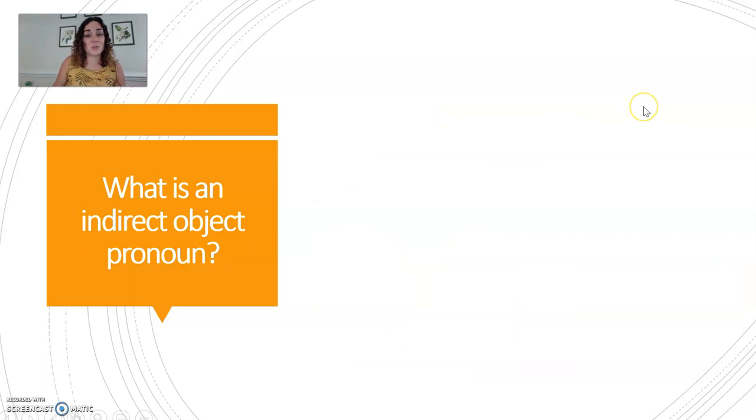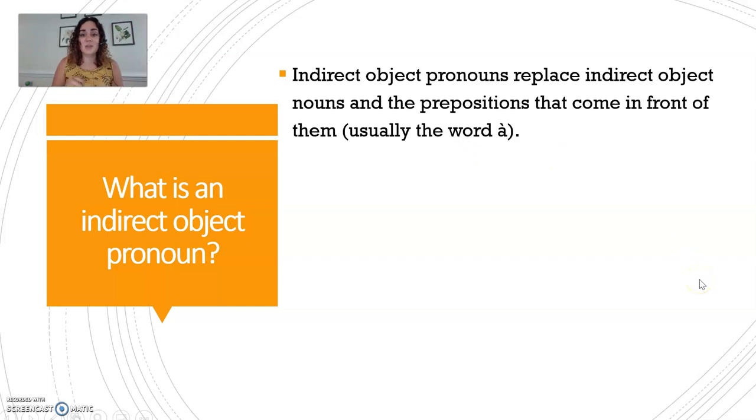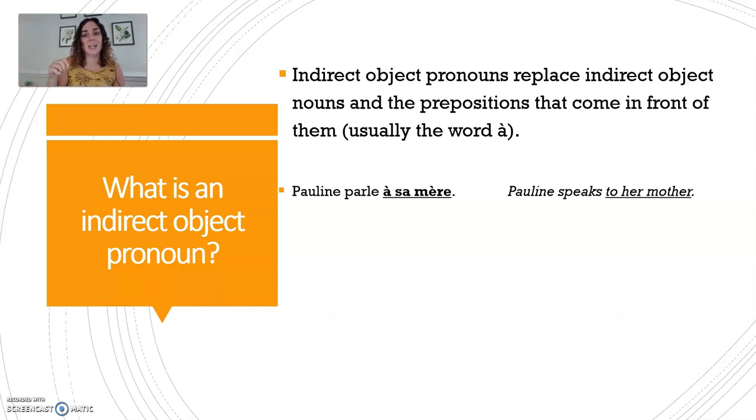An indirect object pronoun is a word that replaces that indirect object phrase and the à that came in front of it. So indirect object pronouns replace indirect object nouns and whatever preposition comes before it, like à or pour. So in the example from before, Pauline parle à sa mère. À sa mère has the indirect object and the preposition, and we're going to replace all of that with the word lui. Pauline lui parle.